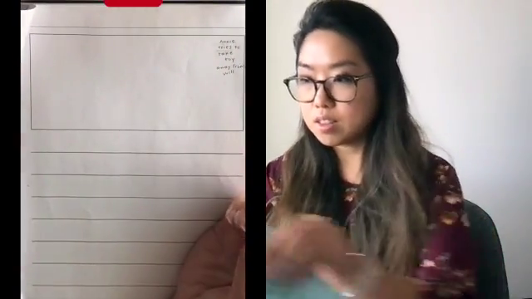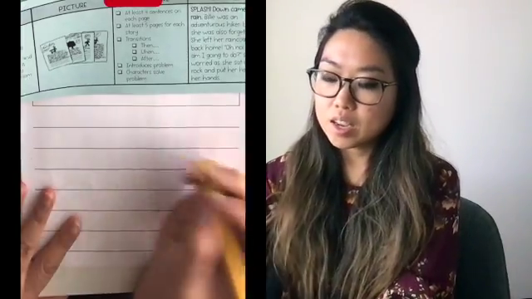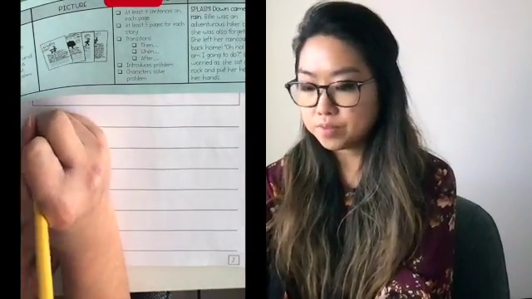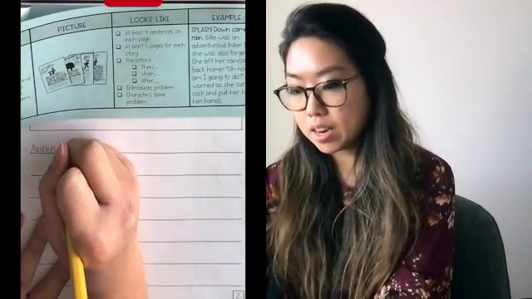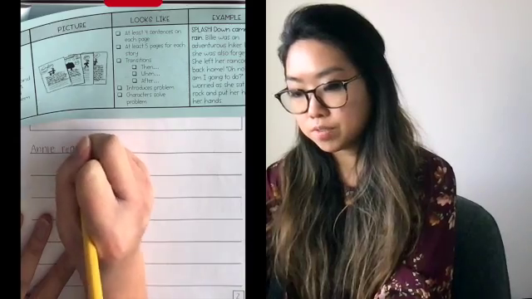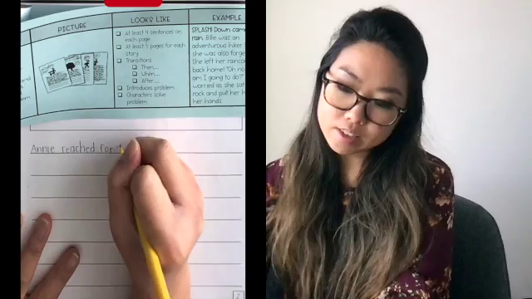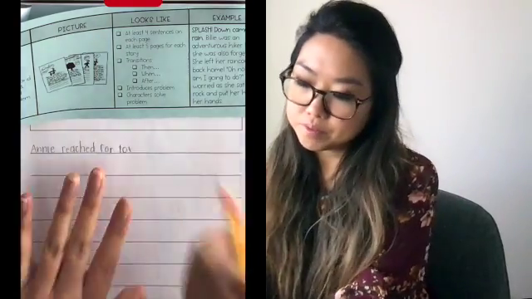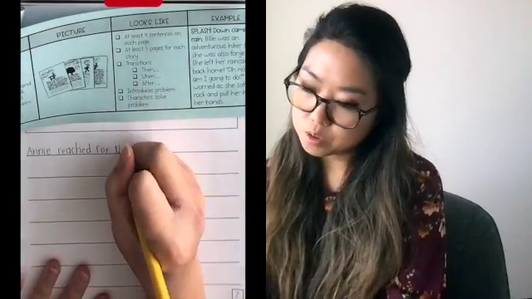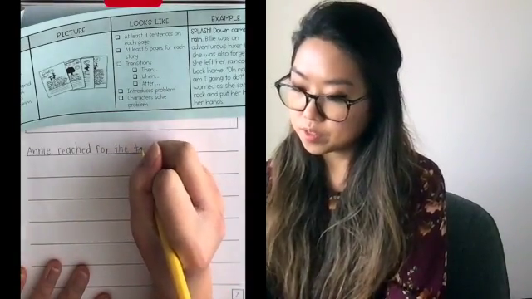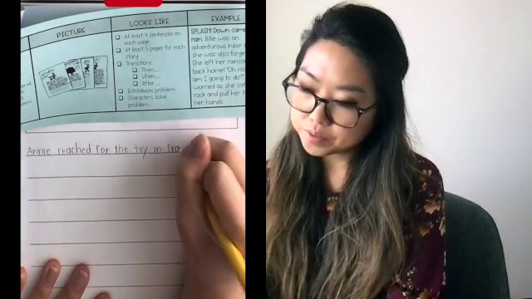Okay, so I'm going to look at this page. Annie, I'm going to think, how can their problem begin? Annie reached for the toy in front of Will. Oops.